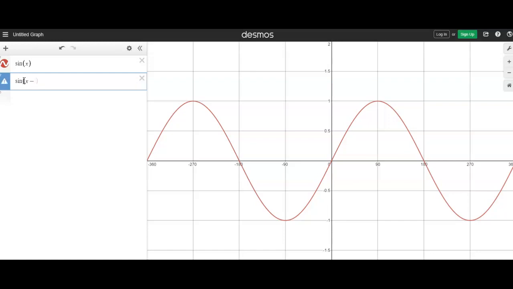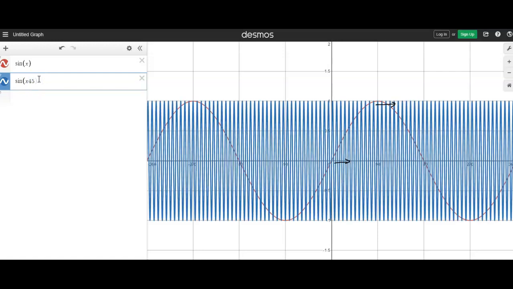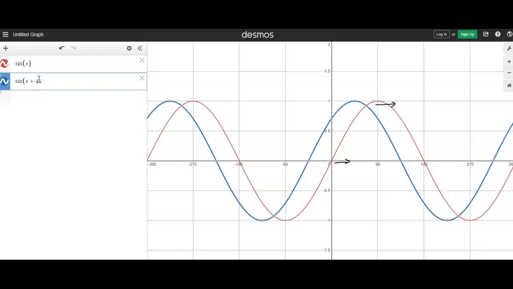You know it's going to just shift it over, right? I'm going to subtract 45. As you can see, the blue line has been shifted over from the red line. So the whole line has been shifted over, and that's a horizontal transformation. Now, if I were to put plus 45, now the blue line is to the left of the original function. The red line is the original, and now you can see that the blue line has been shifted backwards by 45 degrees.